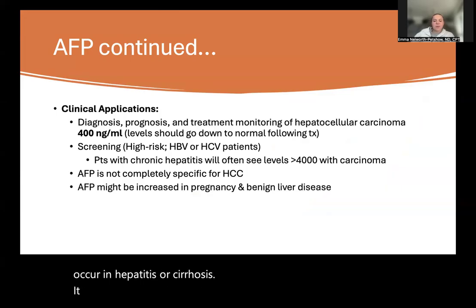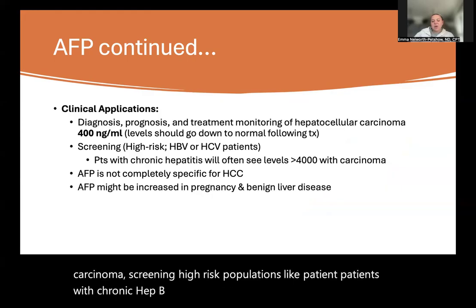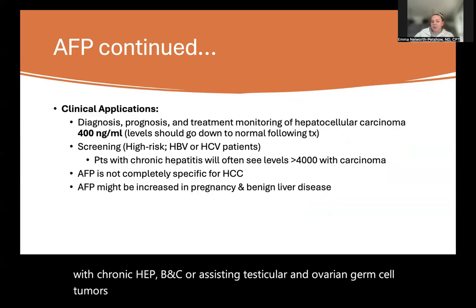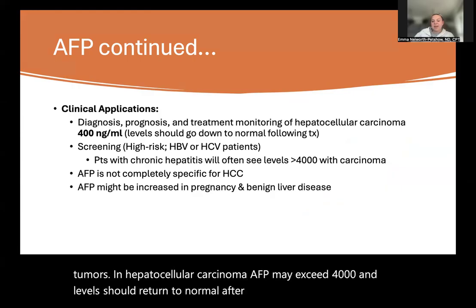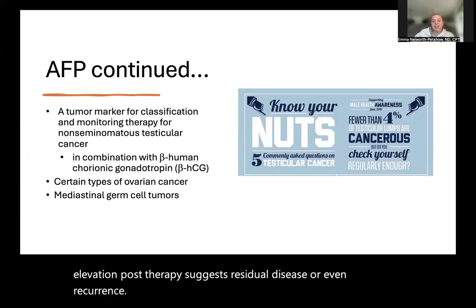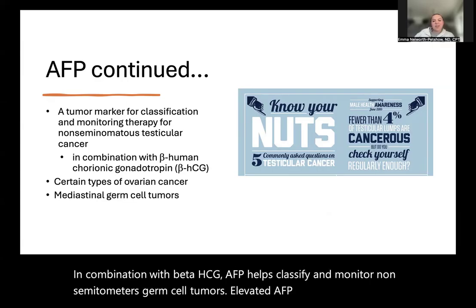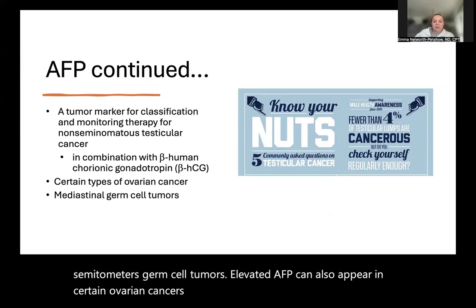It serves several roles: diagnosis and monitoring of hepatocellular carcinoma, screening high-risk populations like patients with chronic Hep B and C, or assisting with testicular and ovarian germ cell tumors. In hepatocellular carcinoma, AFP may exceed 4,000, and levels should return to normal after successful treatment. Persistent elevation post-therapy suggests residual disease or even recurrence. In combination with beta HCG, AFP helps classify and monitor non-seminomatous germ cell tumors. Elevated AFP can also appear in certain ovarian cancers and mediastinal germ cell tumors.